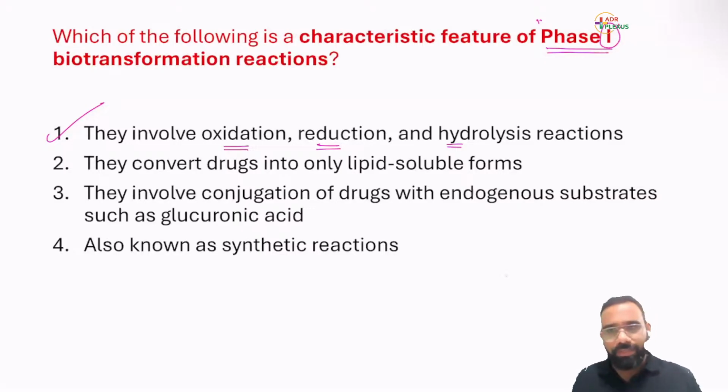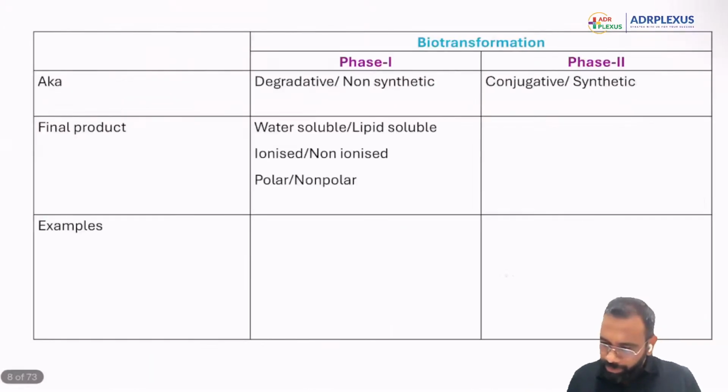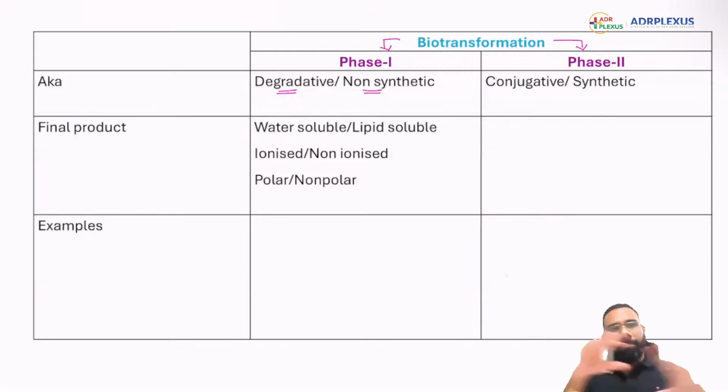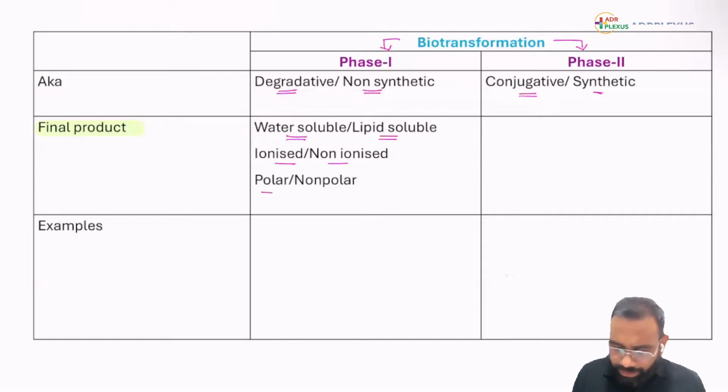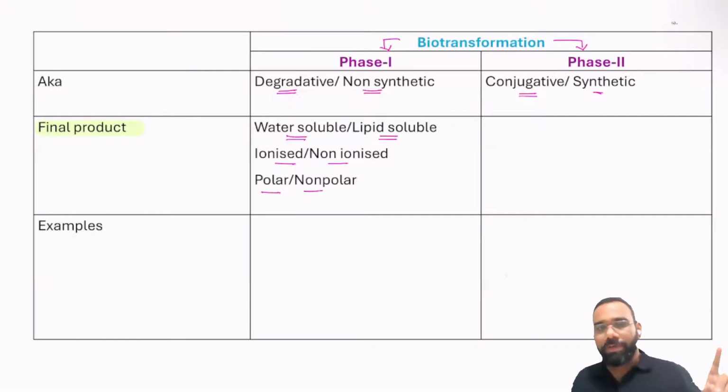So before going to these three, let's see what these biotransformation reactions are, quickly we'll go through. So biotransformation is divided into phase one reactions and phase two reactions. Phase one is also known as degradative or non-synthetic. Degradative means we are breaking it down. And phase two, they are conjugative, also known as synthetic reactions. So what's happening here? What will be the status of the final product? Here it might be either water soluble or lipid soluble, either ionized or non-ionized, either polar or non-polar. In phase one, it might be anything.